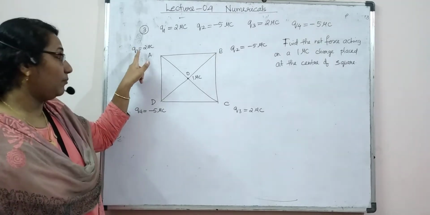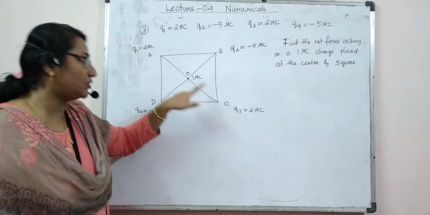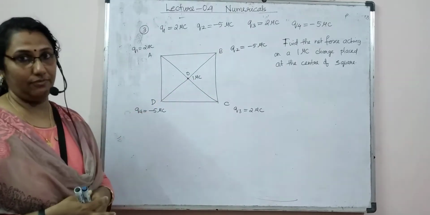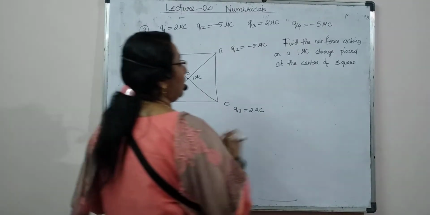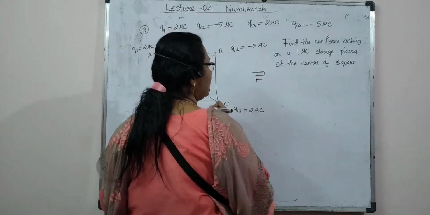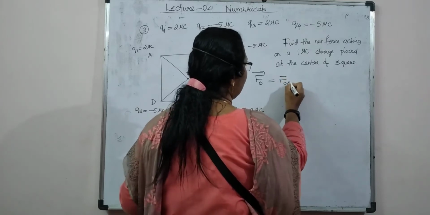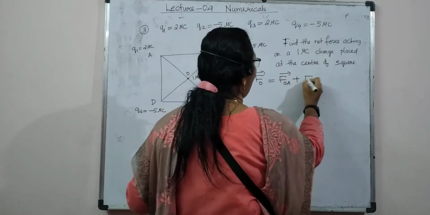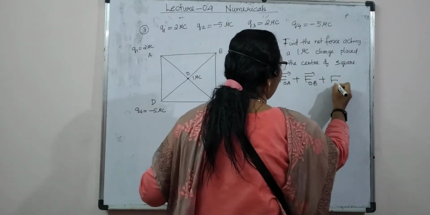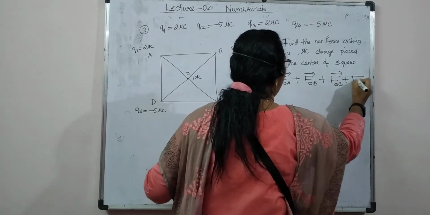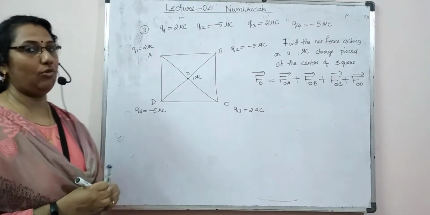Q1 provides some force to it, Q2 also gives some force, Q3 also gives some force, Q4 also gives some force. So, we have studied a property called the principle of superposition, and the principle of superposition states that the net force acting at O is equal to force on O due to A plus force on O due to B plus force on O due to C plus force on O due to D. Is it clear?